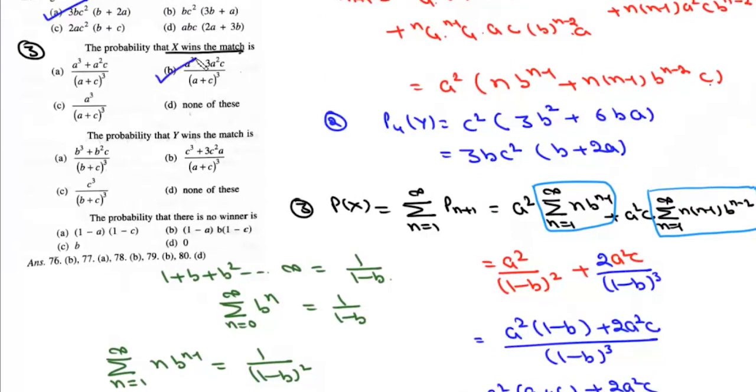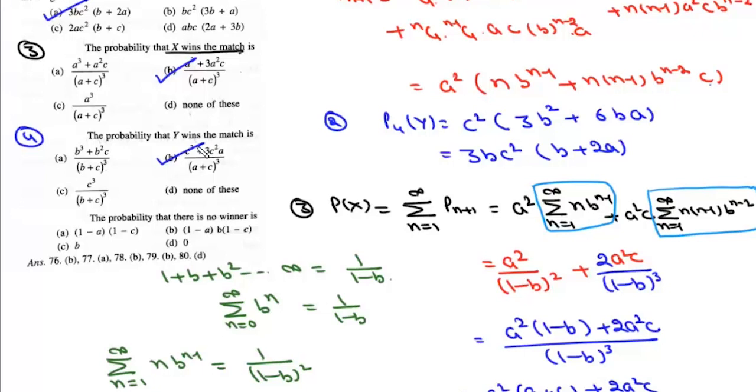Now the next one is the probability that y wins the match. Now we know that the situation for x and y is exactly the same, except for a and c must be interchanged. So if we interchange a and c, we'll get c cube plus 3c square a upon a plus c cube. That means this option B should be correct.